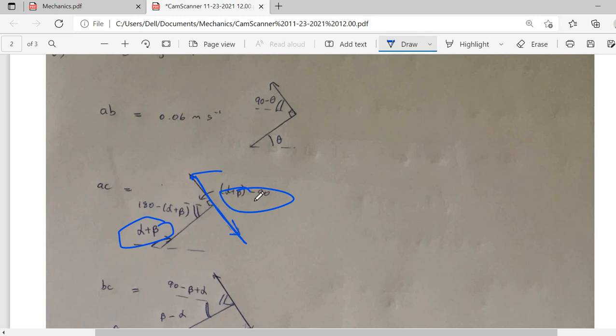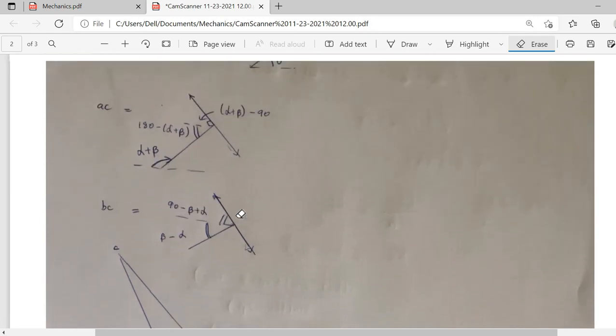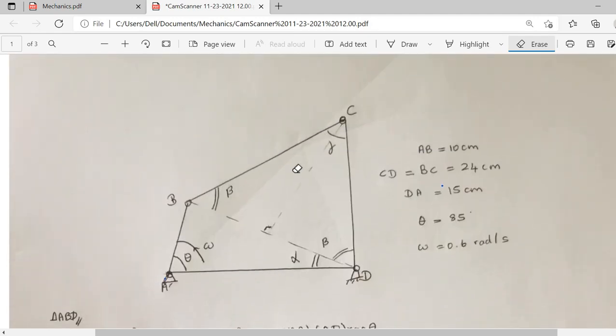So it's related to this horizontal. You need to find this angle. Likewise, you need to find the angle for the other point too. So here you need to find the angle for BC, which means we need to find an angle for the velocity of B related to C.